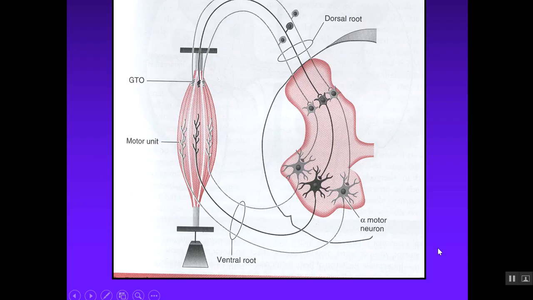Another thing they think the GTO does play, and it's somewhat of a protective role, is that you have these feedback loops and reflex loops.